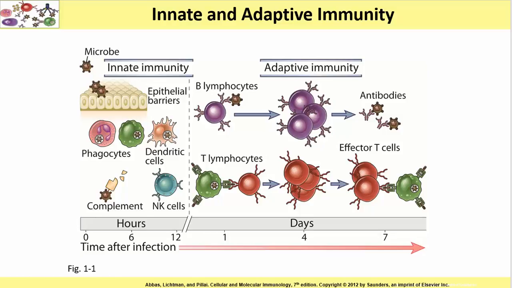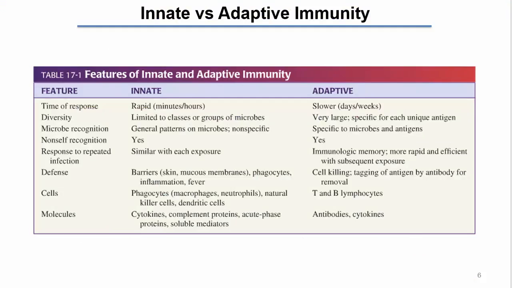The specific immunity happens later than the non-specific immunity. The innate immunity happens first. It's minutes to hours. The adaptive immunity takes a couple of days. But when the adaptive immunity kicks in, the innate immunity doesn't go away. They all just overlap. So when we look at the features, the time of response is very rapid in the non-specific, and it's much slower in the specific.